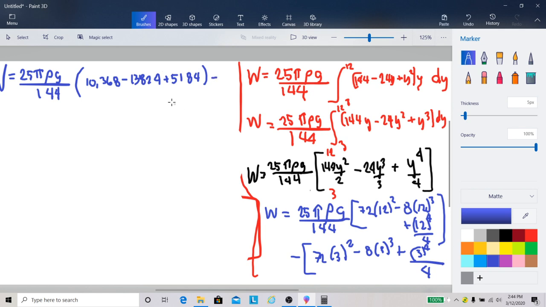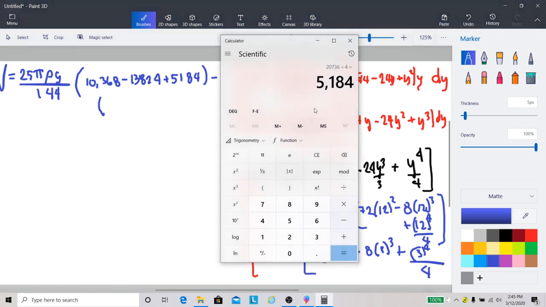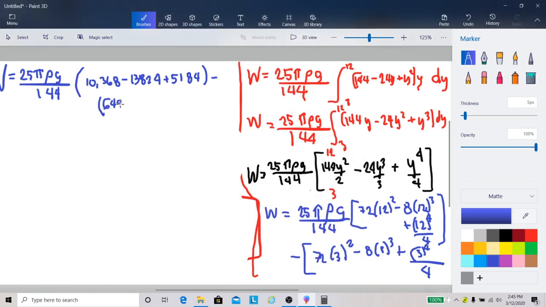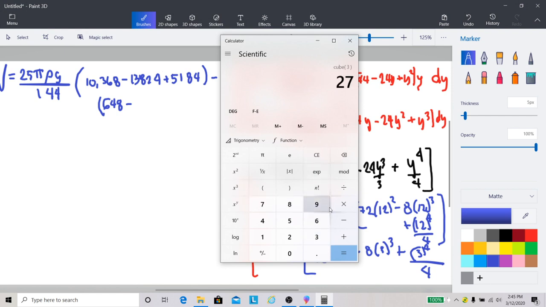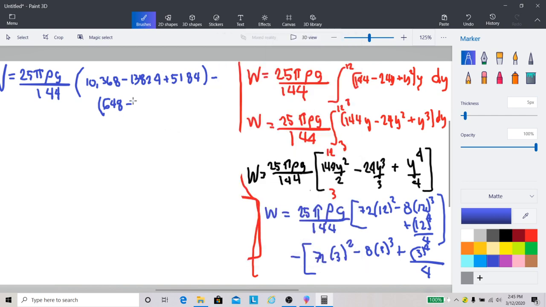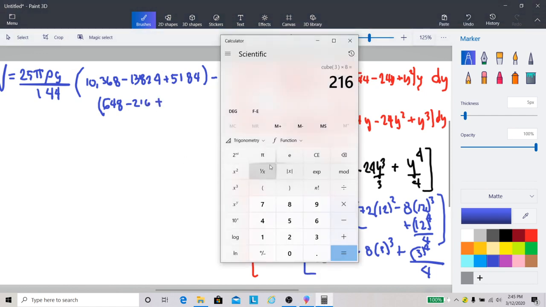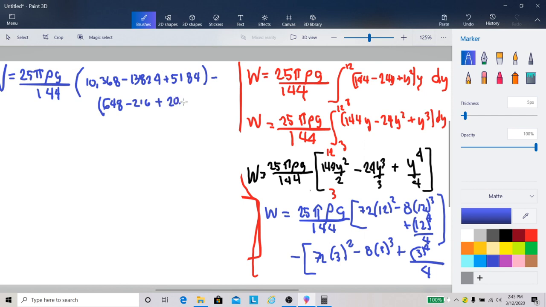That's the upper limit, minus another parenthesis here. The lower limit will be 72. Okay, that will be 9 times 72 equals 648. And then we have minus 3 cubed times 8, 216, and then plus 3 to the 4th. What is 3 to the 4th over 4? 20.25.